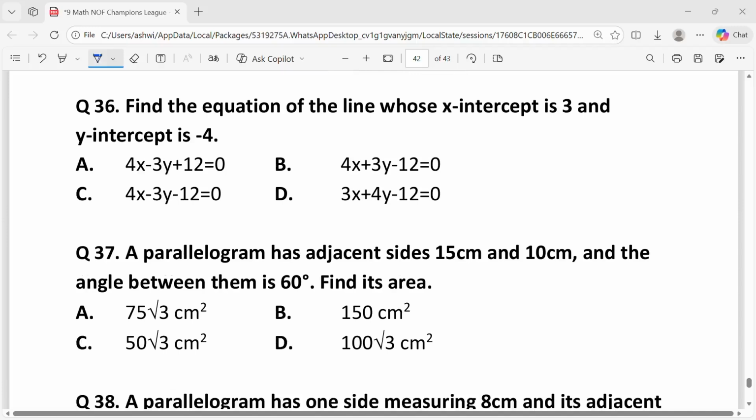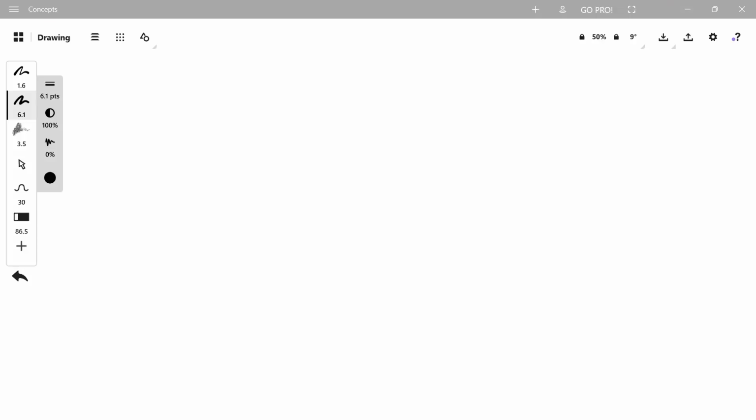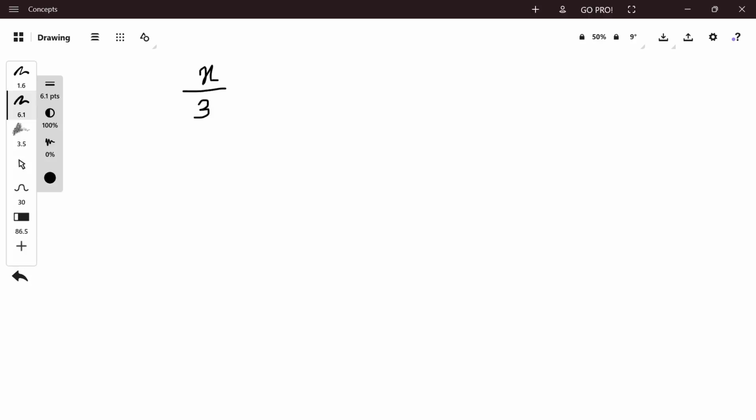Question 36. Find the equation of the line whose x-intercept is 3 and y-intercept is minus 4. The intercept form of a line with x-intercept A and y-intercept B is given by x upon A plus y upon B equal to 1. Given A is 3 and B is minus 4, the equation is x upon 3 plus y upon minus 4 is equal to 1.